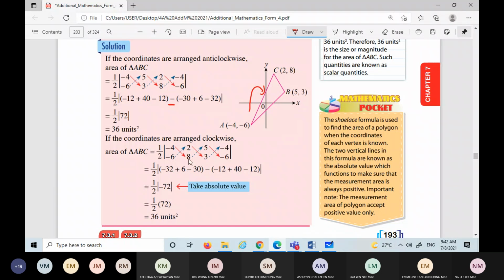Either way. So if you are lazy to draw out or sketch the points, just choose any. If you choose point A to be the first one, so A, B, C, and then repeat A. If you choose A, C, B, and then repeat the A. Don't care. But remember, if they give you a negative answer, remember to change it to positive. That's all.